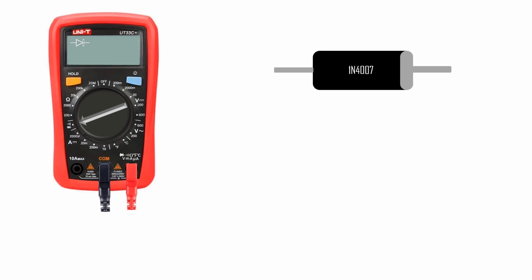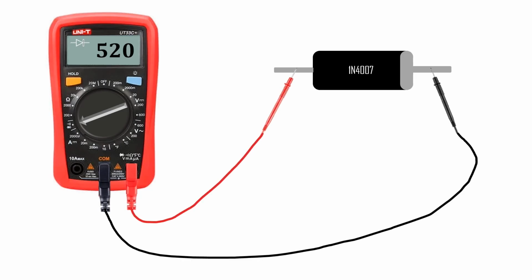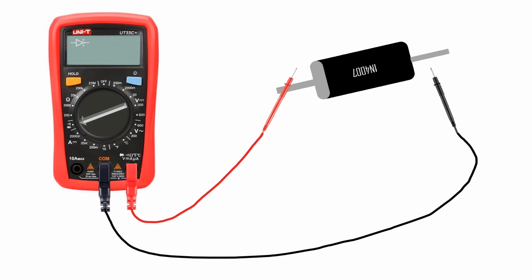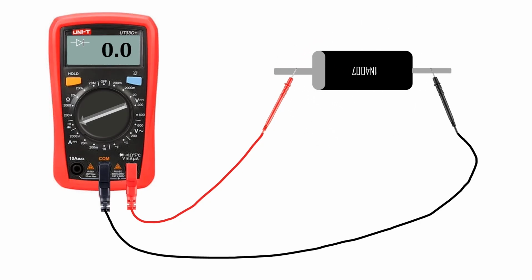Now, if you connect the positive terminal of the diode to the positive terminal of the meter and the negative terminal of the diode to the negative terminal of the meter, a reading is shown on the meter. In case of a good diode, this reading usually shows a value between 0.500 to 0.600. Now if we reverse the positive and negative of the diode, then the meter shows 00 reading. That means the diode is good.